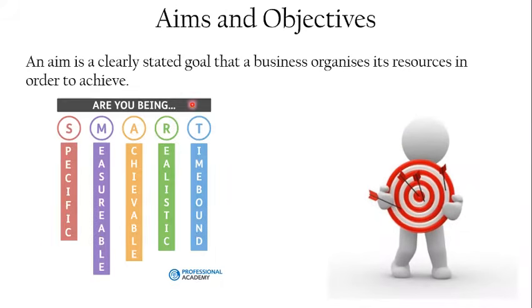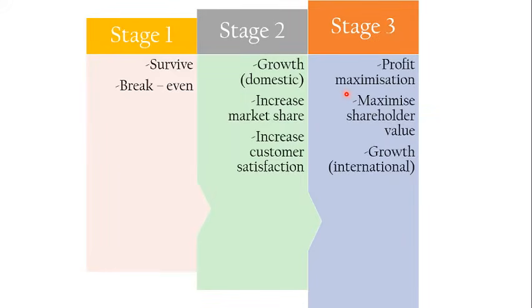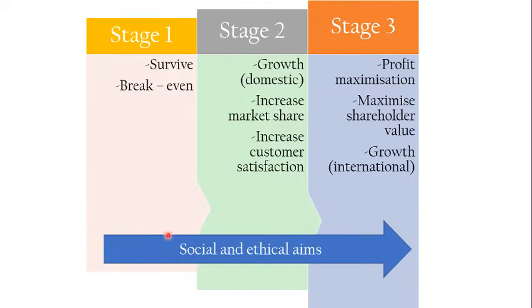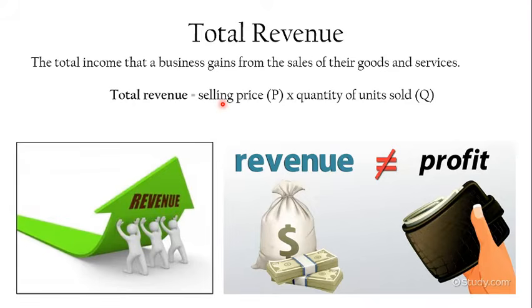The business plan will lay out our aims and objectives, which is what we're going to organise our resources in order to achieve. These might change as a business goes over time. So starting from just surviving or breaking even, to growing, to then maximising profit and shareholder value. All meanwhile, we might have social and ethical aims, which are aims to benefit the wider community.